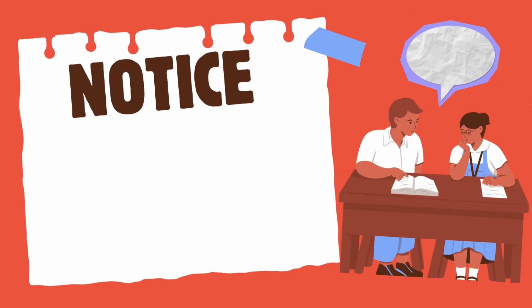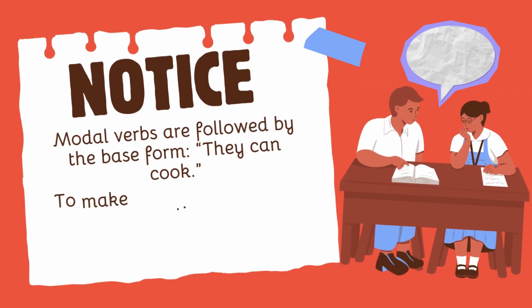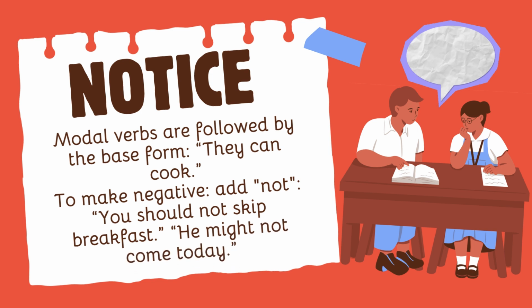Here's something to keep in mind. Modal verbs are followed by the base form of the verb. We say they can cook, not they can cooks. To make them negative, just add not. You should not skip breakfast. He might not come today.